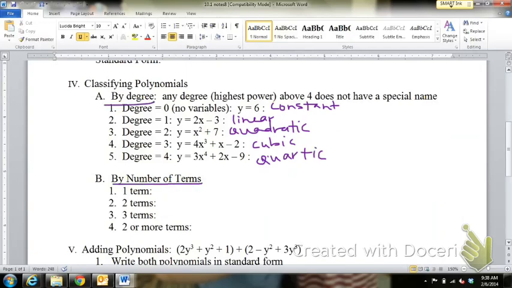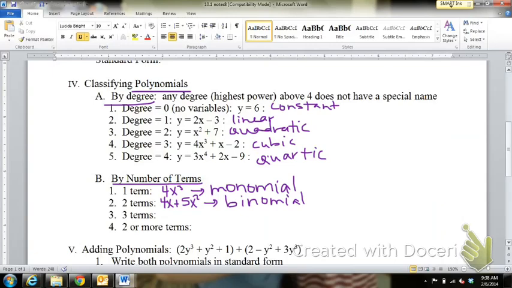So by number of terms, if you have one term, it's just something like 4x to the third power, one term, no addition or subtraction, that is called a monomial. Mono means one. Like these are polynomials, so monomial is just one term. 2 terms, let's say I have 4x plus 5x squared. If I have 2 terms, that's a binomial. Bi means 2. A bicycle has 2 wheels. We are bipeds. We walk on 2 feet. Just to throw some science in there.